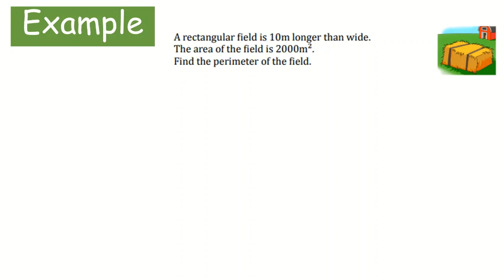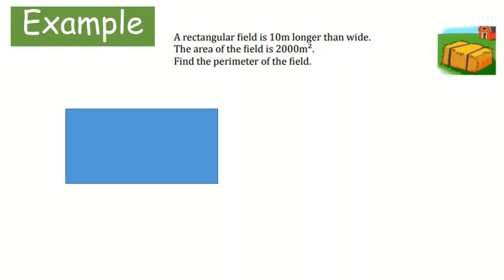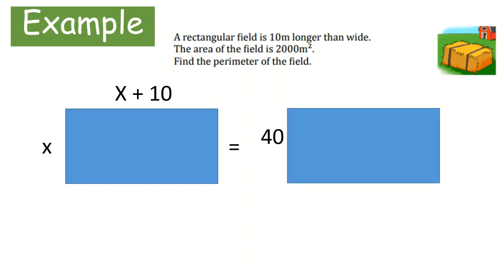Now I'm going to go back to my field. So there it is, lovely blue field. I know one side is x, the other side is x plus 10. I now know what x is. I know x is 40. 40 add 10, as far as I'm aware, is 50. And now I'm looking for the perimeter, so I can fill in the other sides of my field. 40 and 50. Perimeter, I'm going to add the lengths together. Gives me 180 meters. So the perimeter of this field is 180 meters.